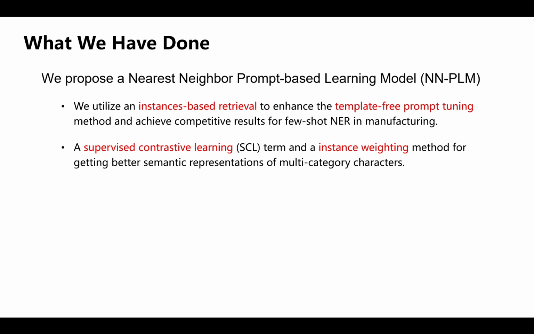Besides, existing manufacturing-related texts have a phenomenon of multi-category characters. These are characters with two or more entity types. Since the representations of the same characters in different entity types still have a greater similarity than those of two different characters, the character representations from PLM perform poorly in retrieving similar morphology of characters. Therefore, we propose a supervised contrastive learning term in the instance weighting method to address such a challenge. This term pushes character representations from the same label close and character representations from different labels apart in the space.